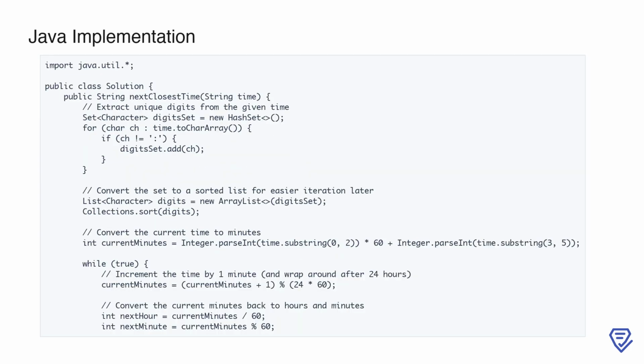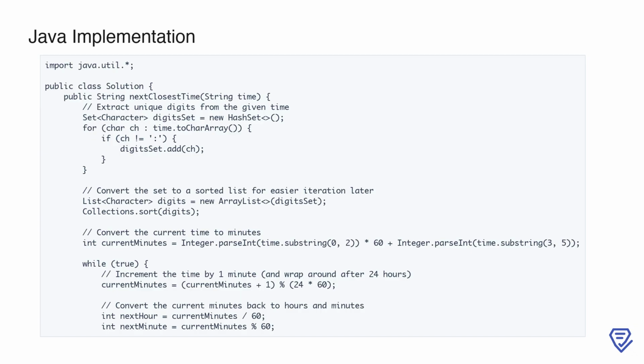Here, we begin by importing the necessary Java utilities and defining the main solution class. The goal is to find the next closest time using only the digits present in the current time. To start, we extract the unique digits from the input string. This is done by iterating through each character in the time string and adding non-colon characters to a hash set. Since sets don't allow duplicates, this ensures that only unique digits are collected.